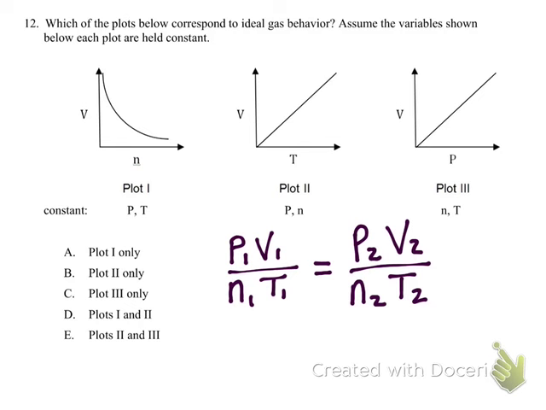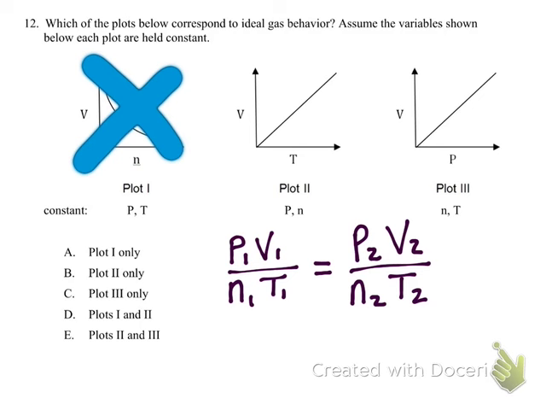So, for the first one, the relationship between volume and number of moles, we're holding pressure and temperature constant in these cases. So what we get is this relationship, V1 over N1 equals V2 over N2. So this shows that there's a directly proportional relationship between these. If we were to double the number of moles, the volume would have to double as well in order to keep this ratio constant. If we were to triple the number of moles, it would triple the volume, etc. So this first one, is it right?